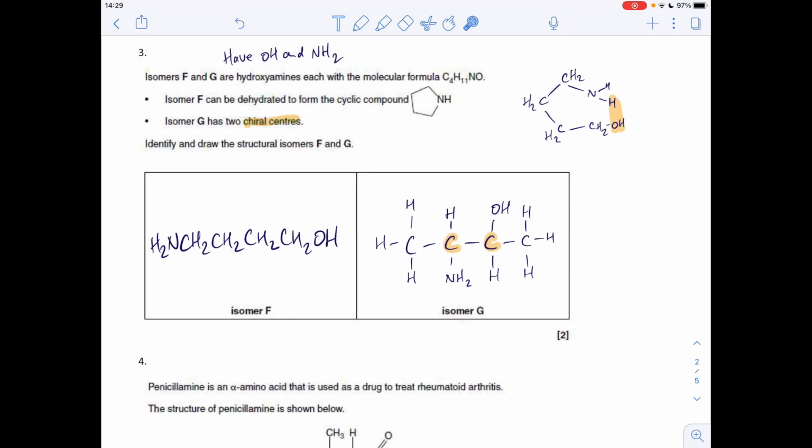Question 3, isomers F and G are hydroxyamines. So you'll see I've noted up there, that means they've got an OH and an NH2.